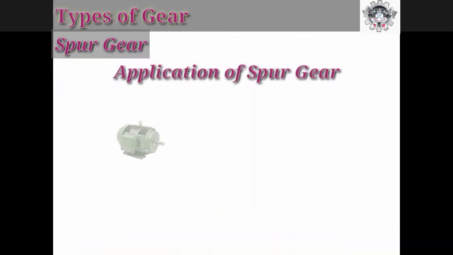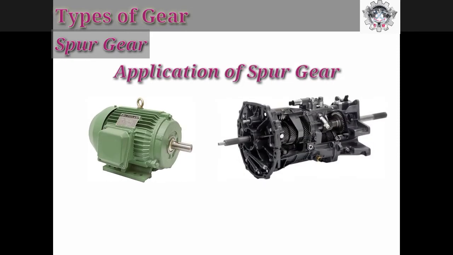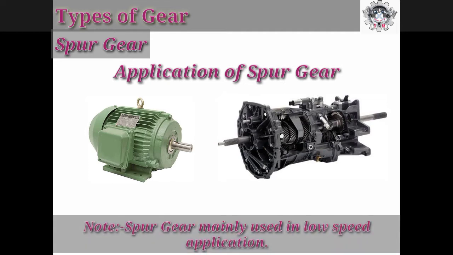Spur gear is mainly used in electrical motors, automobile gearboxes, machine tool gearboxes and industrial gearboxes. Note that spur gears are mainly used for low speed applications only.